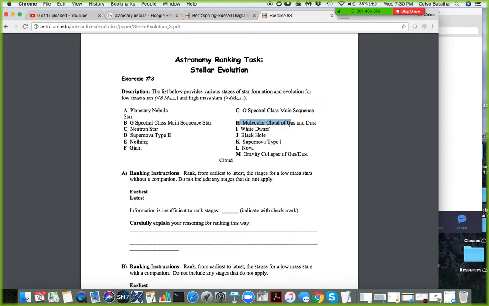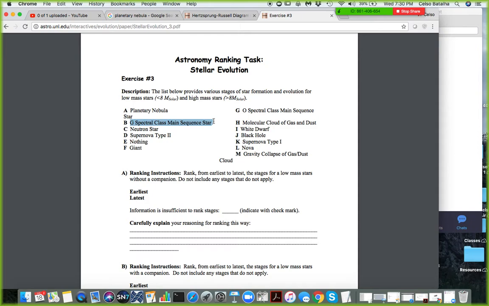How about molecular cloud of gas and dust? That's a good beginning. And then gravity takes over. That's the second one. So once the gravity takes over, it forms a low mass star. And in fact, we should have a pre-main sequence, but I don't have a pre-main sequence here. But I do have O spectral type. No, G spectral type. That's a good one. That is a low mass star, G. So now I have a main sequence star G.